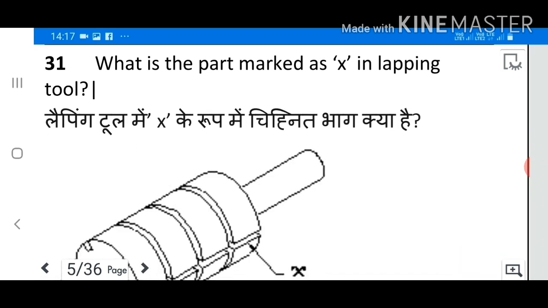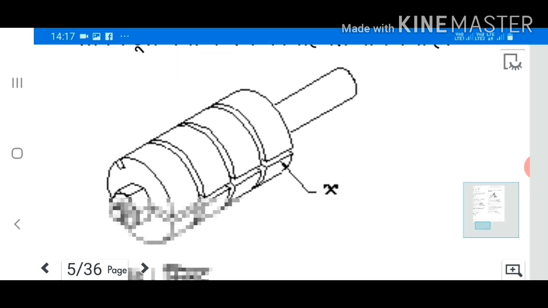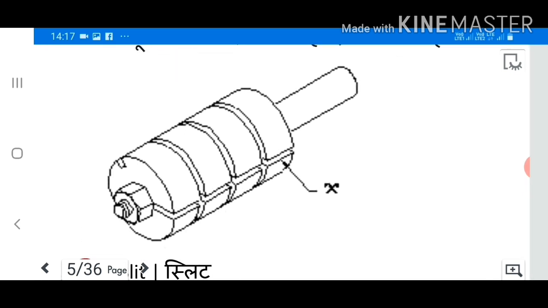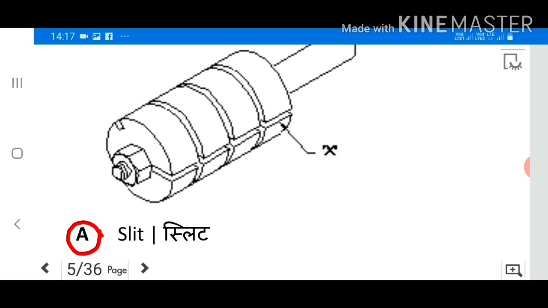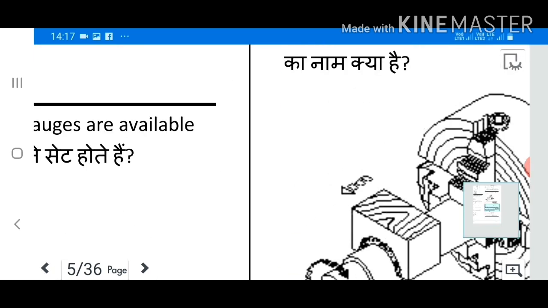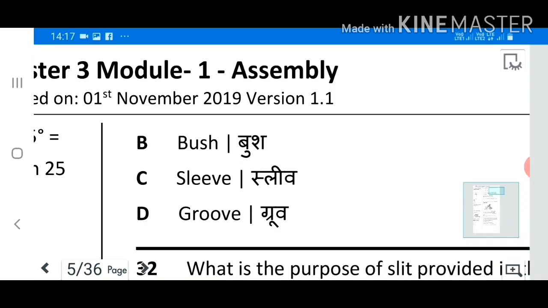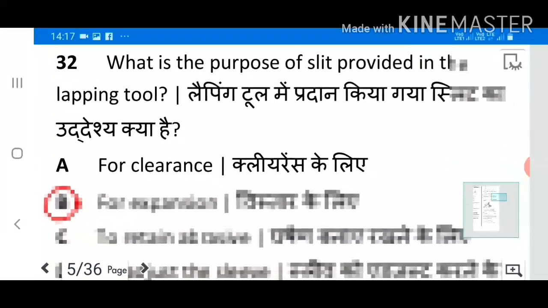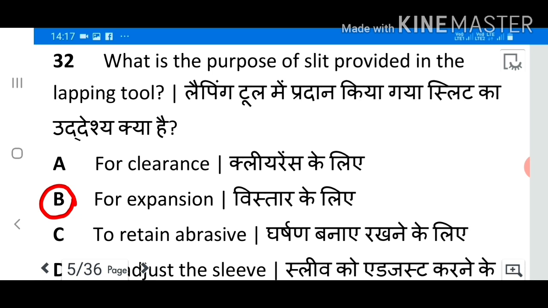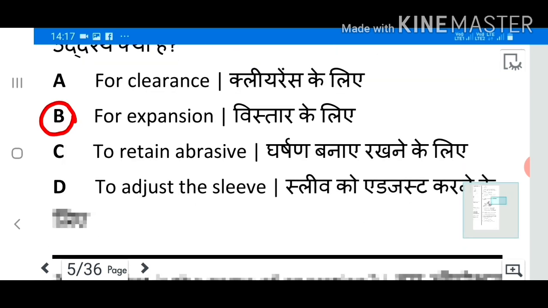31. What is the part marked as X in lapping tool? Answer A. Slit. 32. What is the purpose of slit provided in the lapping tool? Answer B. For expansion.